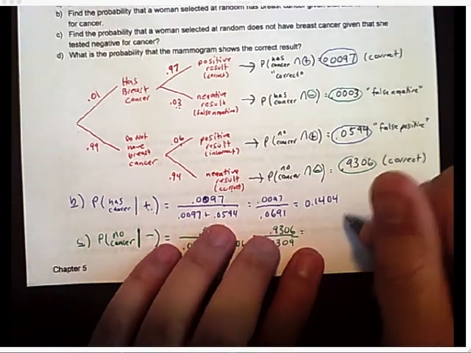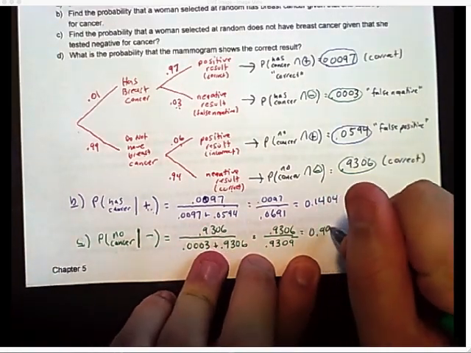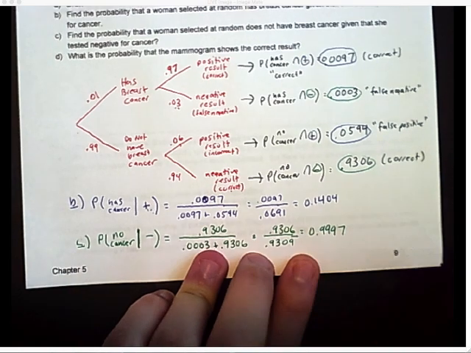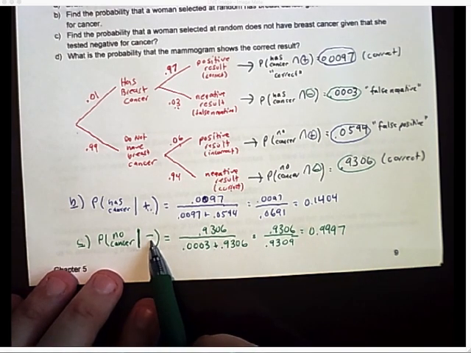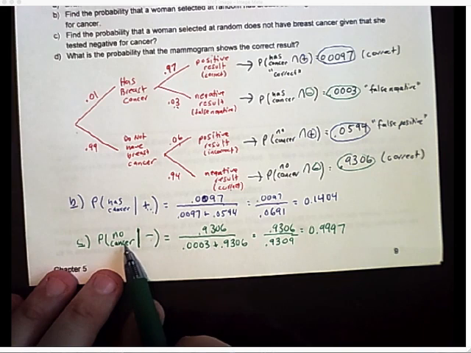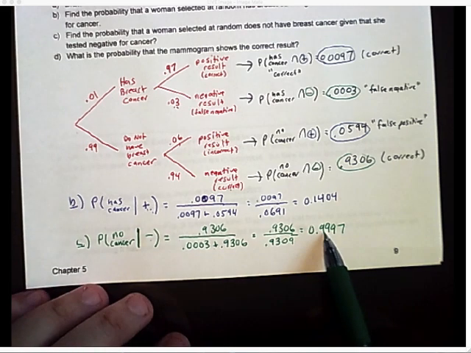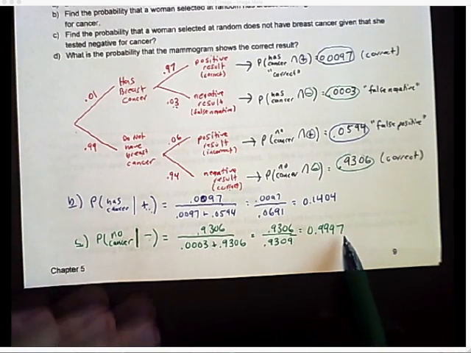Okay. So this turns out to be 0.9997. So there's a 99.97% chance that if a woman tested negative from her mammogram, that she actually does not have cancer. That's pretty strong. All right, if a negative test result comes out on your mammogram, then you have a 99.97% chance that you actually do not have cancer. Right.